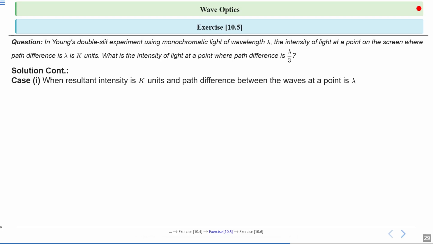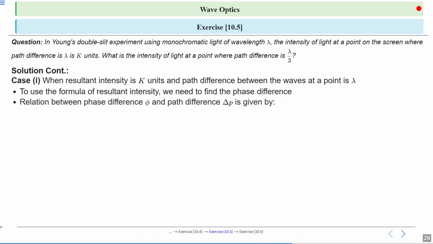Let's start by considering the case where the resultant intensity is k units and the path difference between the waves is exactly one wavelength lambda. To find the resultant intensity at different path differences, we need to determine the phase difference between the waves. This phase difference is crucial because it directly affects how the waves interfere with each other.